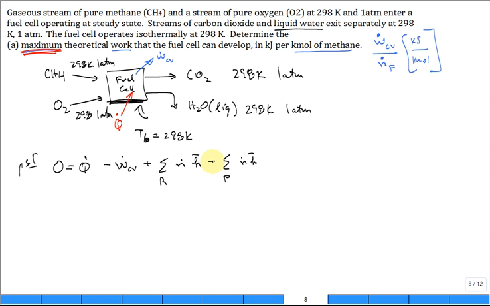So there's a minus sign in front of there. What we can do is write it this way. W dot CV minus Q dot, or put it like this: Q dot minus W dot CV is equal to the sum over the products of N H bar, and I'm going to put this over N dot fuel, equal to N times H bar minus the sum over the reactants N H bar. All right, I'm trying to do a couple steps in algebra at the same time. Does that work for you?